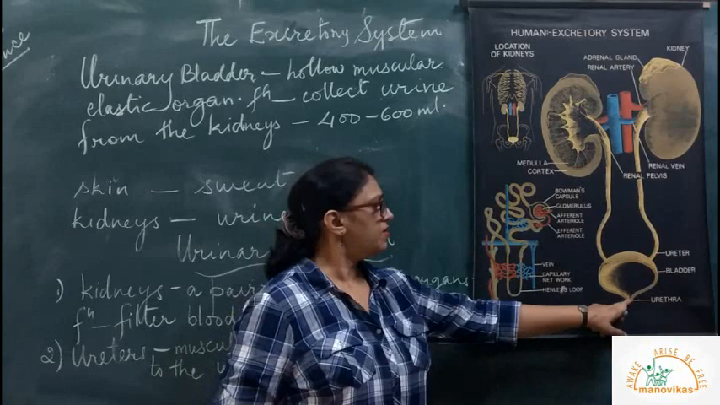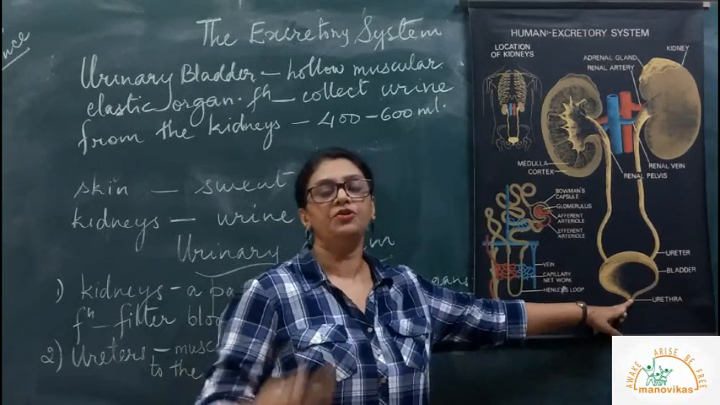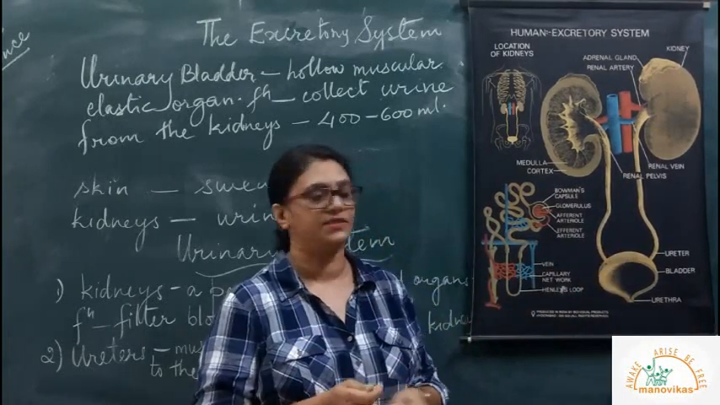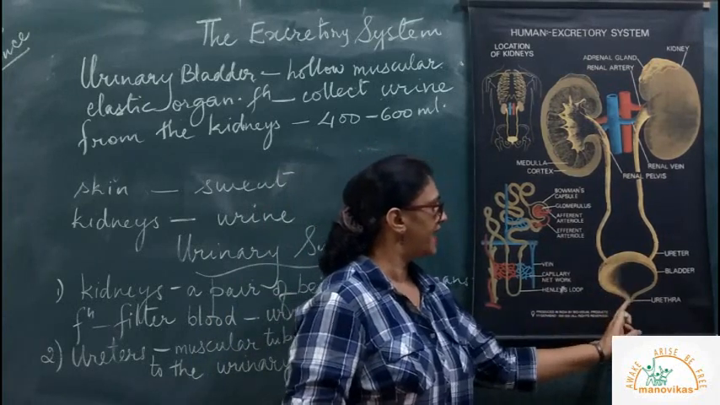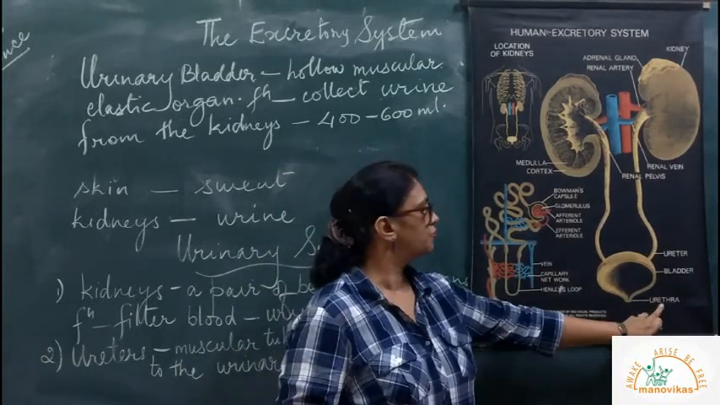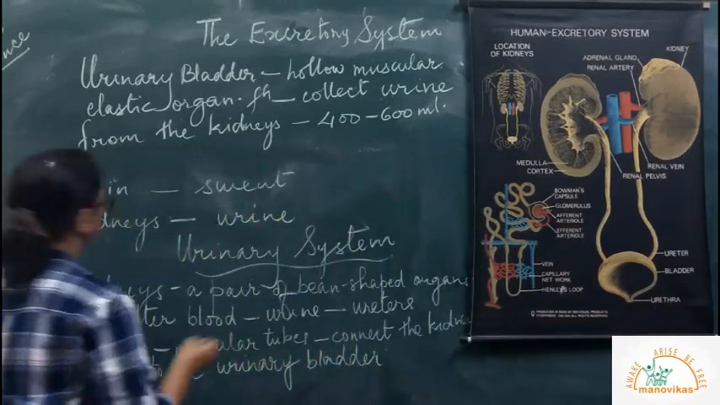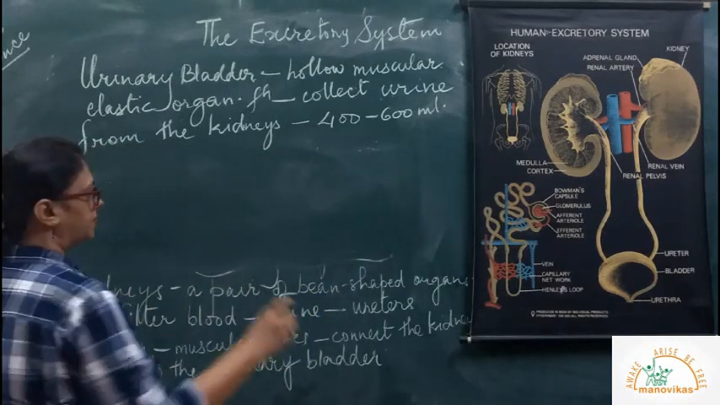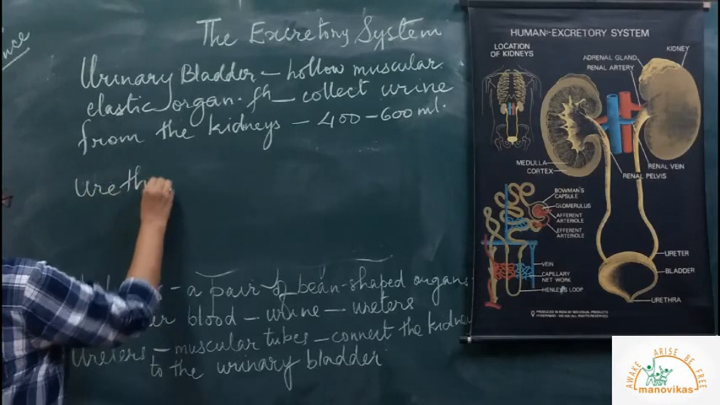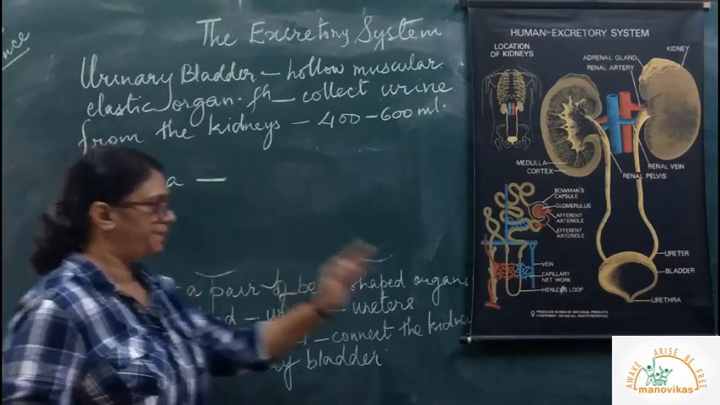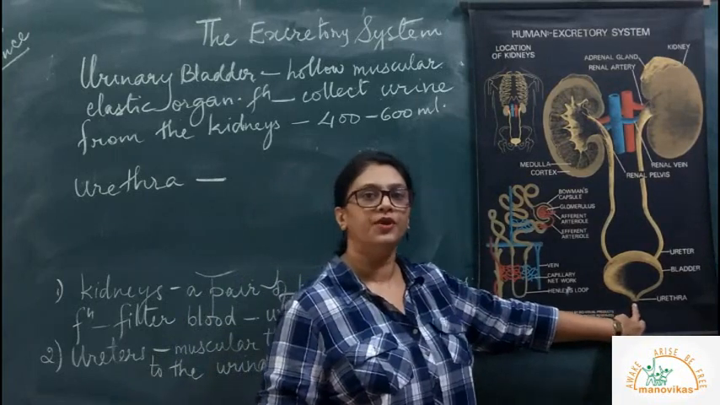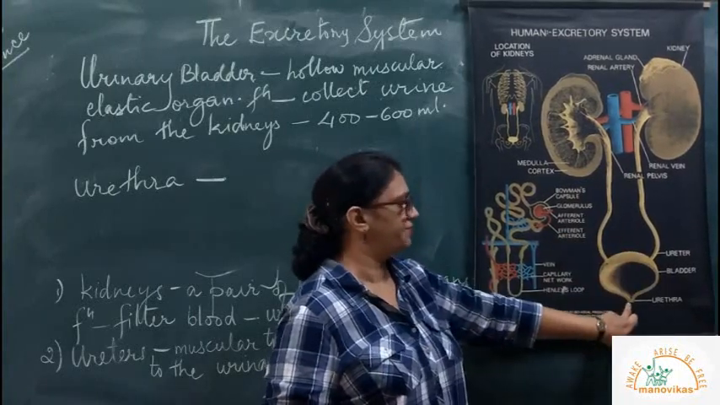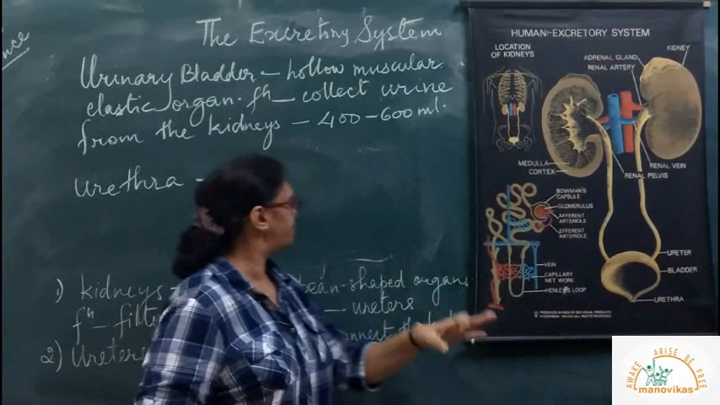Now, during urination, when you want to pass urine, the bladder contracts and the urine flows out of the body through the urethra. What is this? This is the passage through which urine flows out of the body. The bladder contracts and the urine flows out through the urethra.